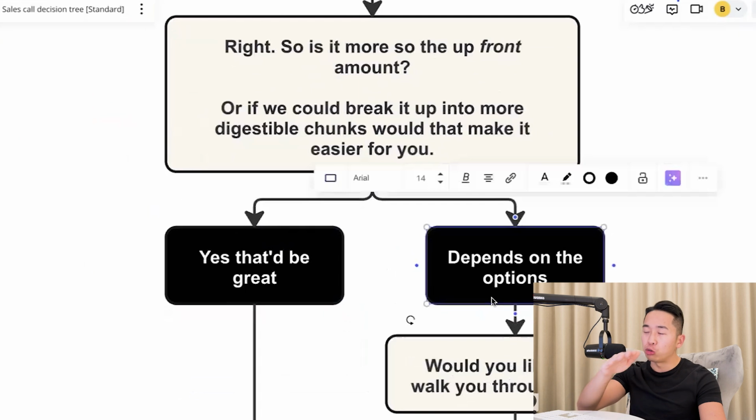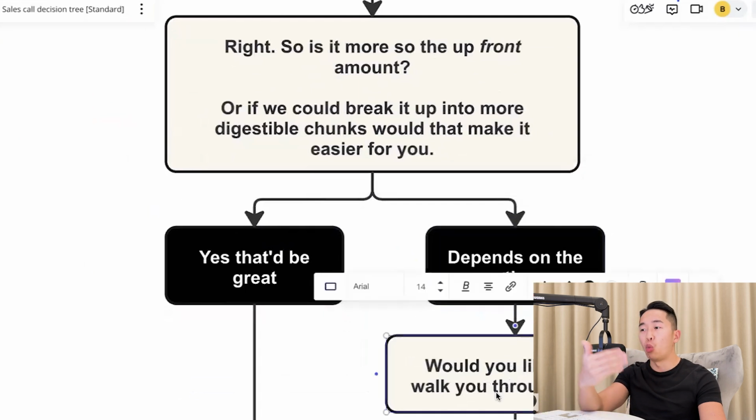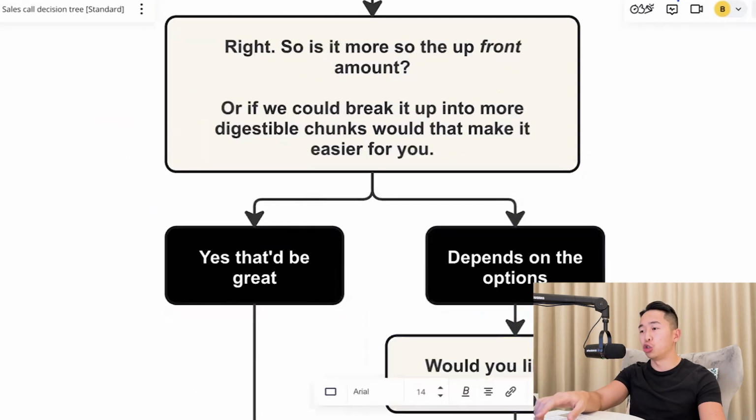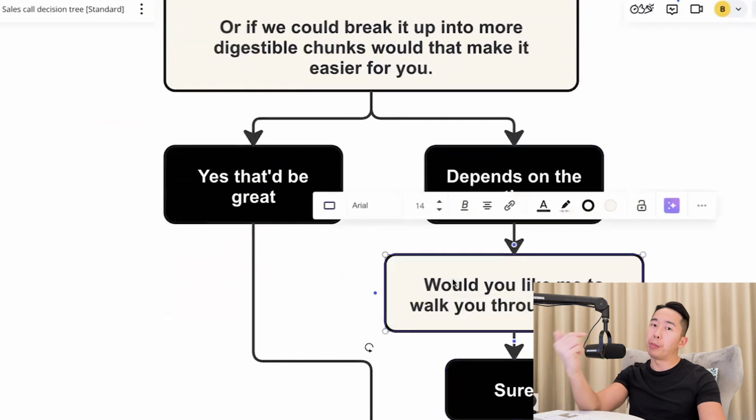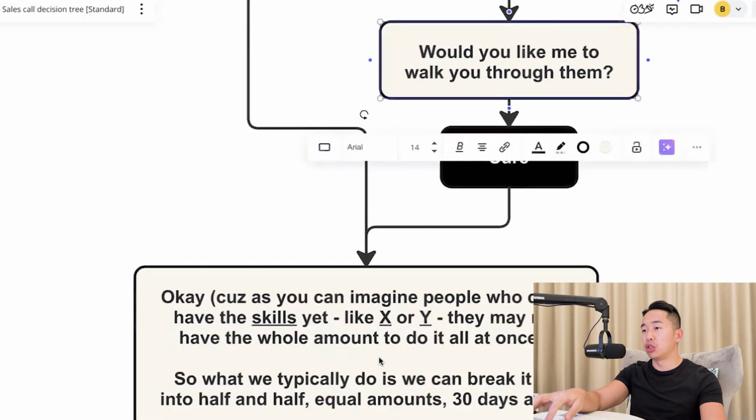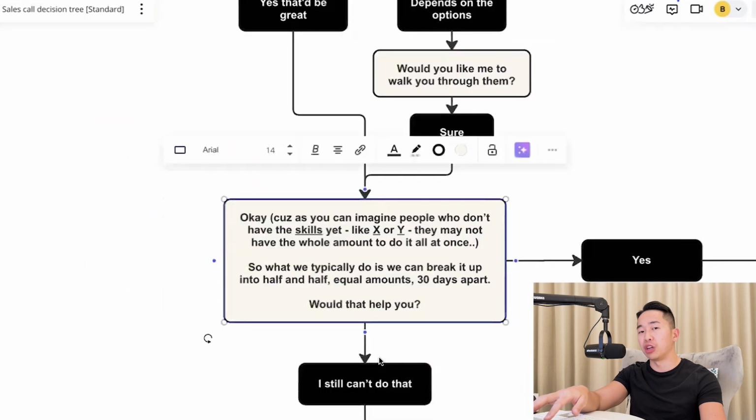If they're giving a mere response, you simply go, well, would you like me to walk you through the different options? And they'll say, sure. The reason why is because we want to get buy-in. We want to have them ask us, right? After that, we go into the different payment plans. We're going to offer different payment plan options.